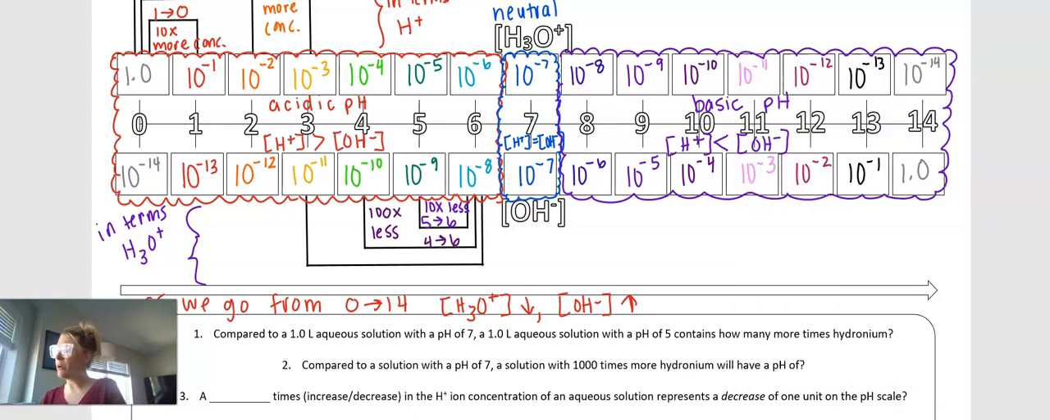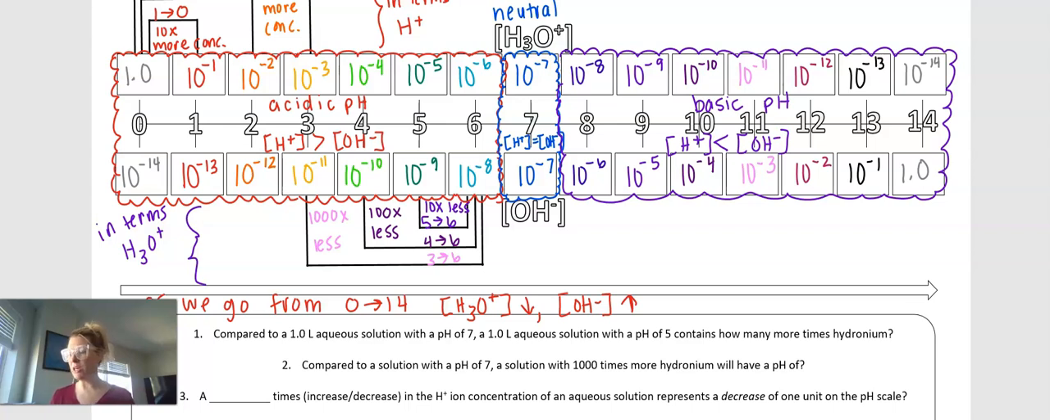And lastly, what about going from 3 to 6? Okay, I am 1,000 times less concentrated in terms of H plus. Okay, so this is the tricky part, or the trickiest part in my opinion, about the pH scale. So let's take a look at some practice problems.